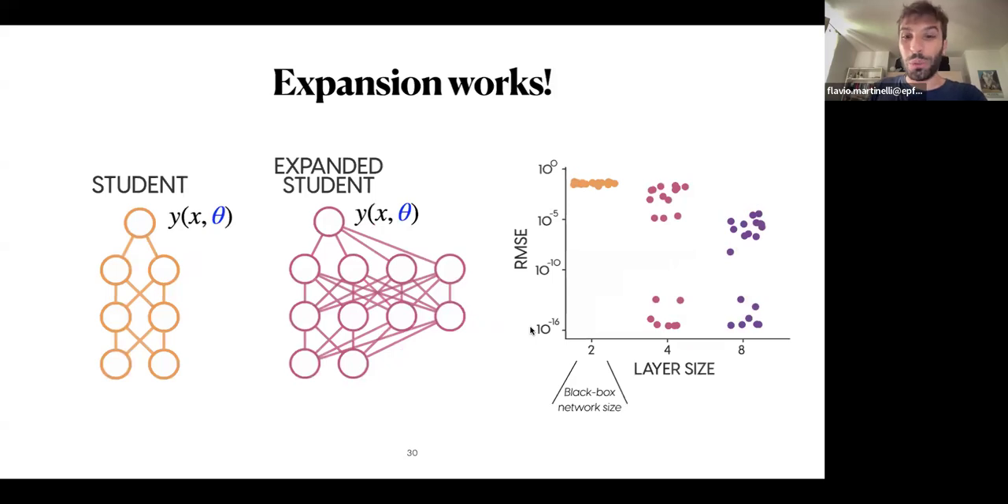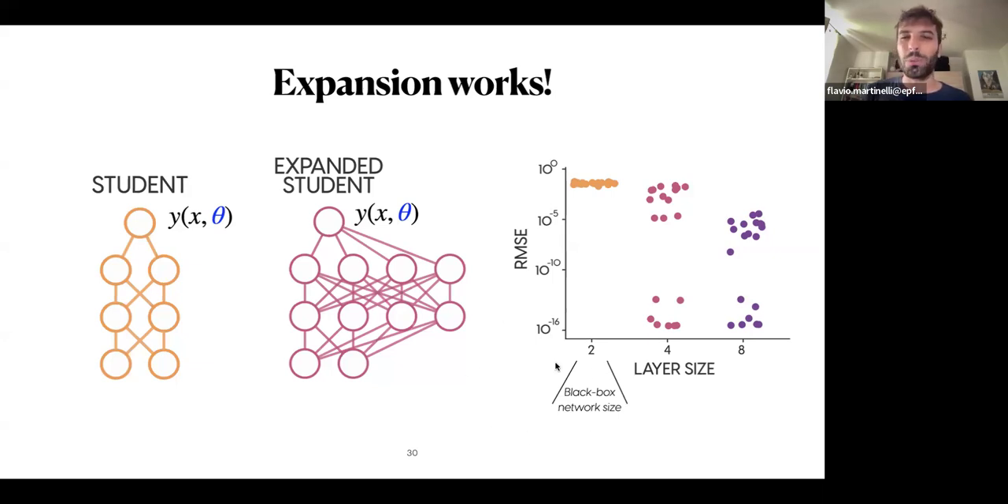So expansion works, right? Now I'm showing you another example with the sizes of the networks that I tried. With very small networks, you can reach basically machine error, zero loss, which is this 10 to the minus 16 root mean square error. It would be 10 to the minus 32 mean square error, by just doubling the layer size, or even multiplying it by a factor of 4.